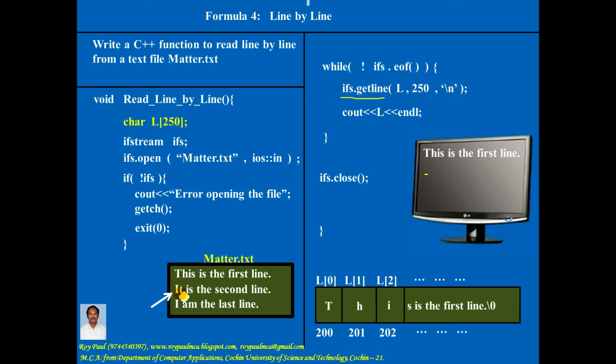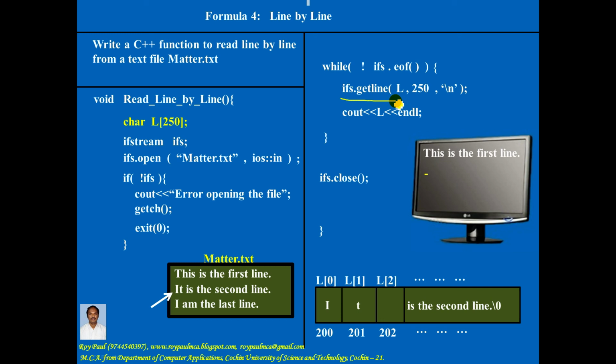ifs.getLine, two things. One, from the current file pointer position, it reads a line and stores it in this character array. So this is overwritten. Yes, so it is the second line. The second line comes here. I comes at L of 0, T comes at L of 1. Here the space character is there. So space comes at L of 2, and so on.